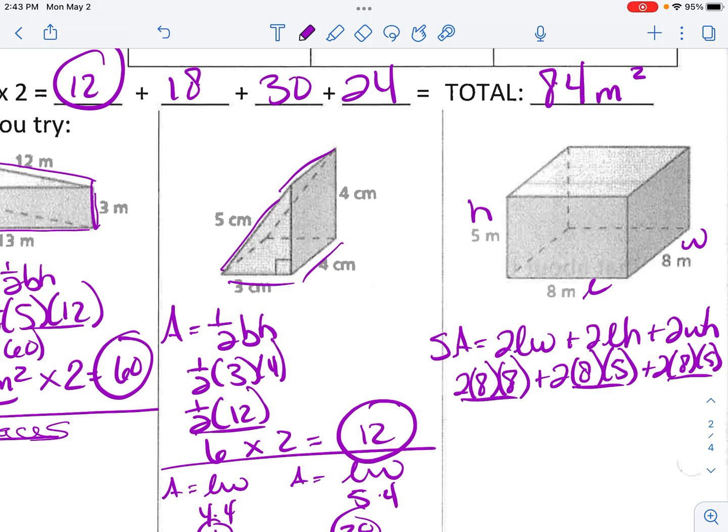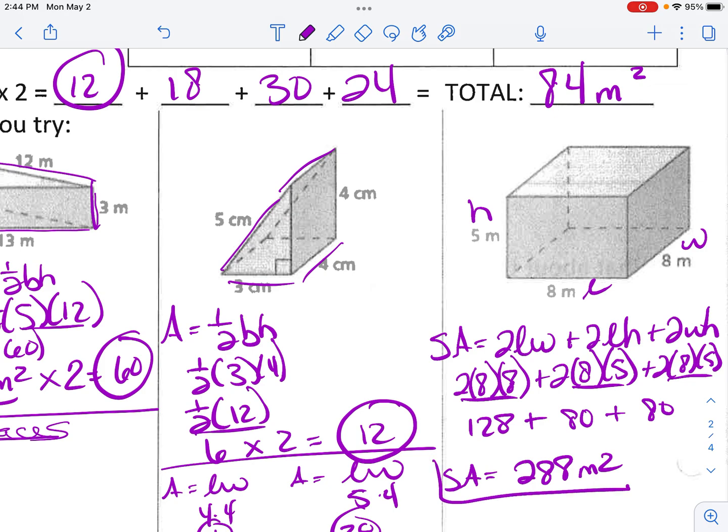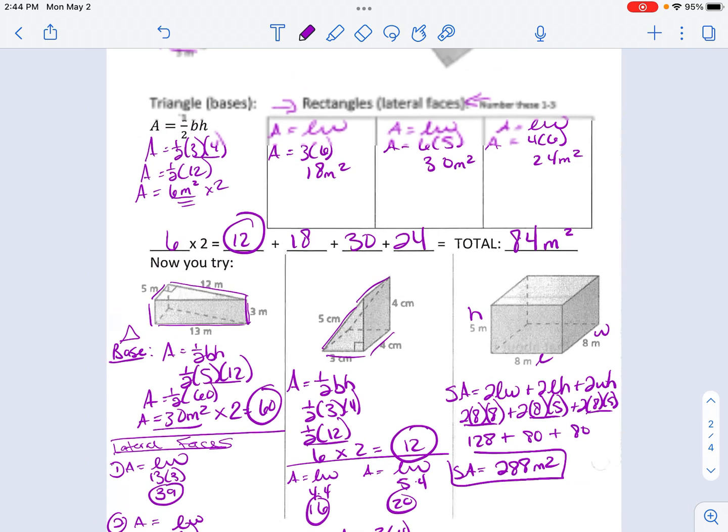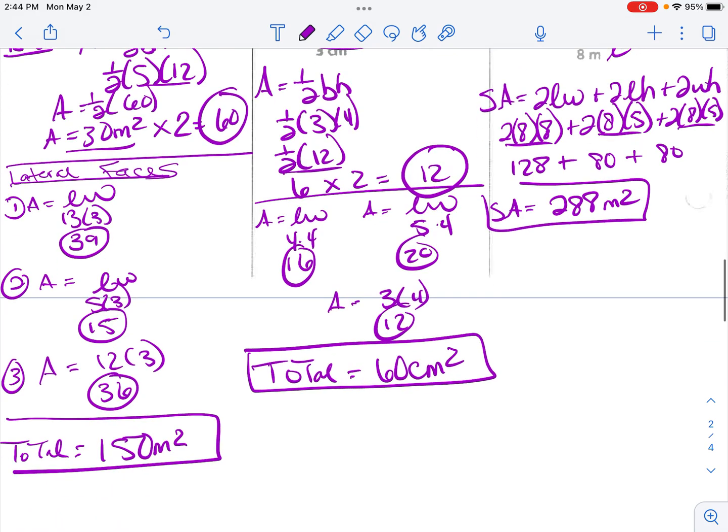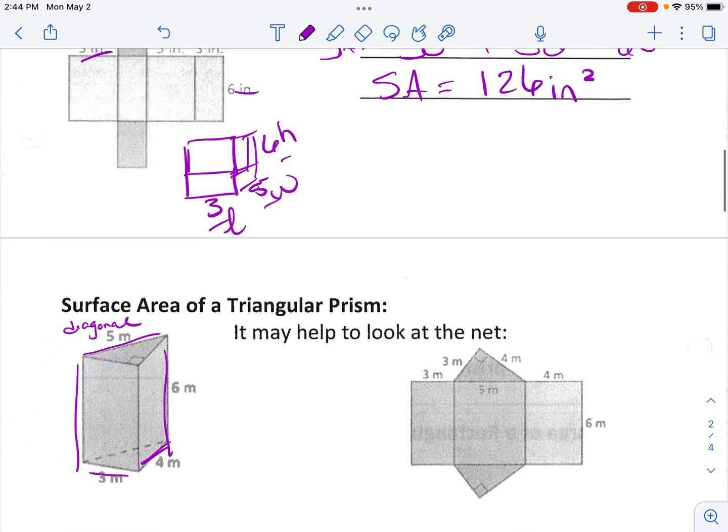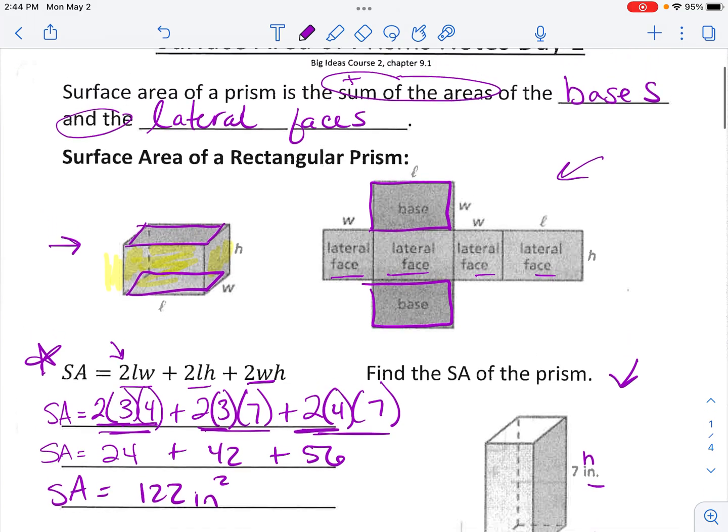Multiply all 3 sets first. 8 and 8 is 64, times 2 is 128. 8 and 5 is 40, times 2 is 80. 8 and 5 is 40, times 2 is 80. So 128 plus 80 plus 80. You should have got the surface area is 288 square meters. Okay, that is it for the surface area of a triangular prism and a rectangular prism.